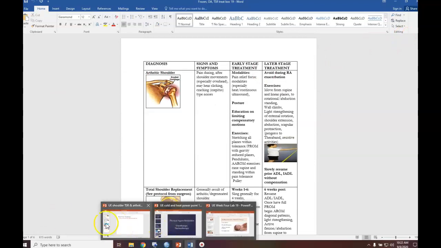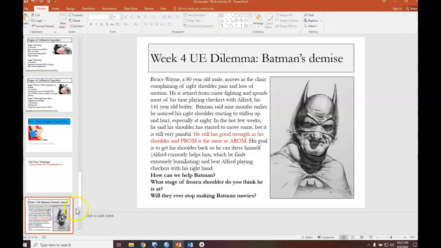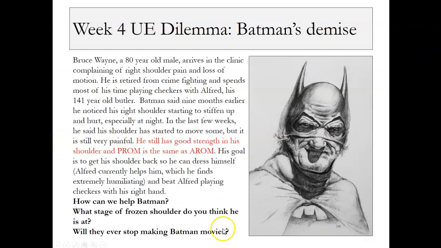So that is adhesive capsulitis. So let's go back to the PowerPoint, to our case. Back to old Batman. So what do we think he has? It should be obvious at this point that he has a frozen shoulder. It's been 9 months and it's starting to loosen up. Those are good signs. So okay, he's a prime candidate for therapy. You can really go after it. Aggressive range of motion, using the wand, heating him up, different planes. He would be a good candidate for all that stuff we just talked about in the treatment box.